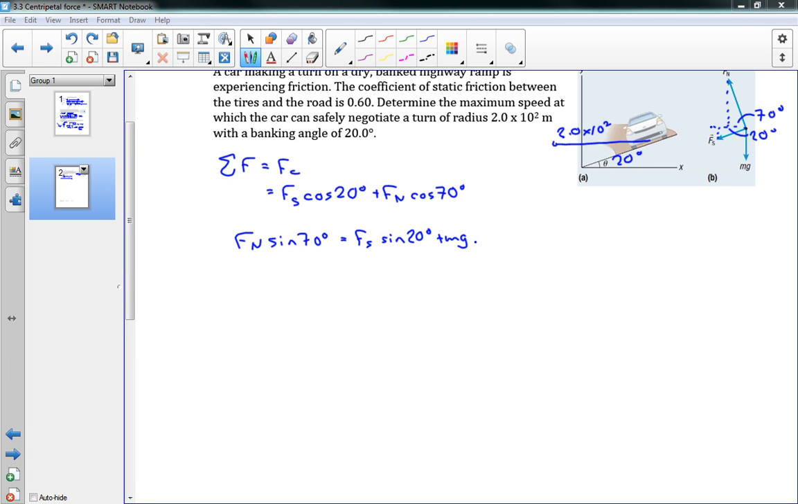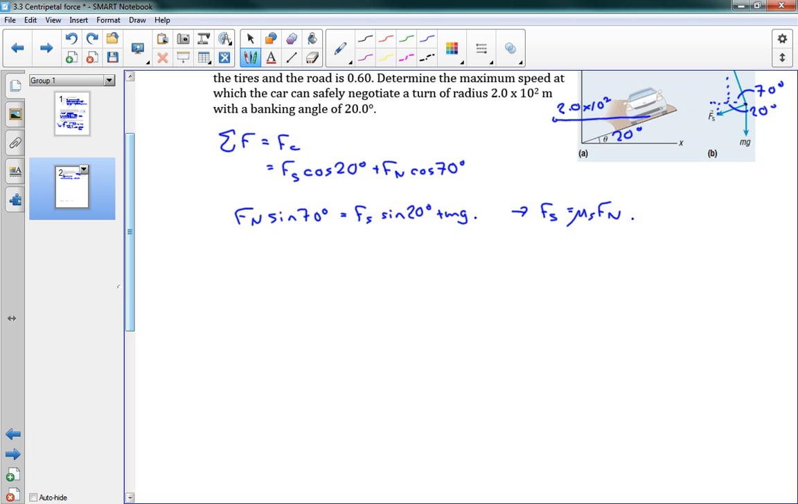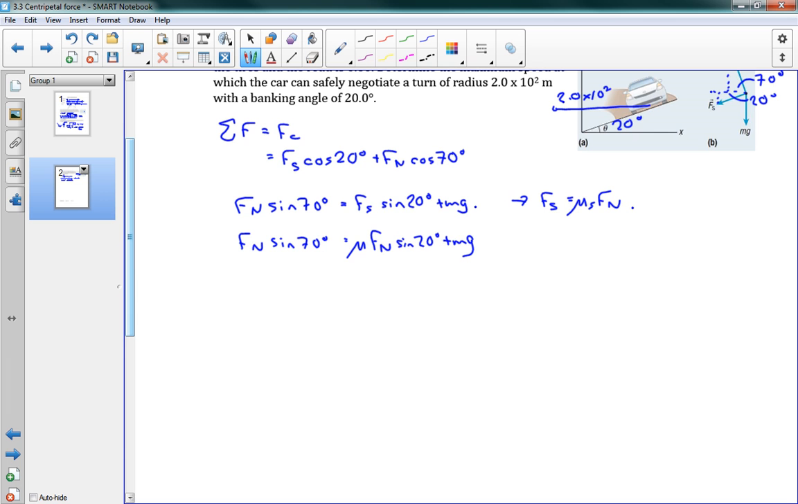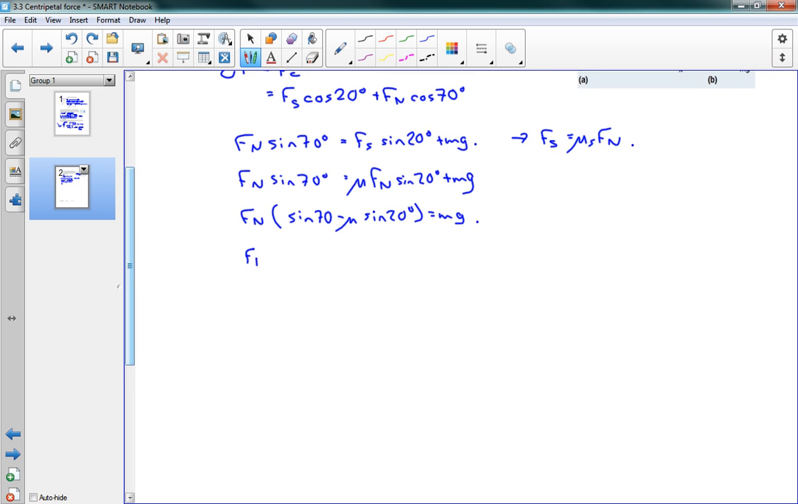And since Fs is equal to mu s Fn, well, we can maybe clean this up just a bit. So I can say here that Fn sine 70 degrees equals mu Fn sine 20 degrees plus mg. And now if I combine these terms here, I can say Fn times this piece minus the piece from the right, and this can give me a value for Fn then. So Fn is equal to mg over sine 70 degrees minus mu sine 20 degrees. Okay, there is a value that we can use for Fn.